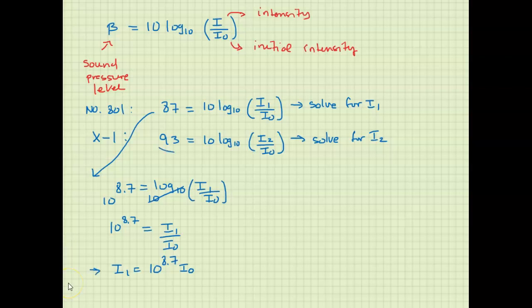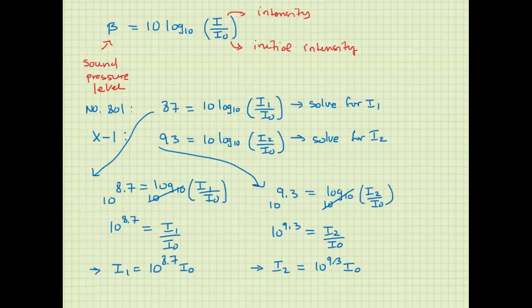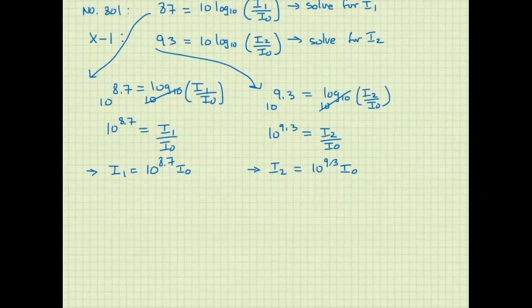All right, now let's solve this one. So divide this by 10. We have 9.3 is log base 10 of I2 over I0. Do 10 to the power on both sides to cancel out the log. 10 to the power 9.3 equals I2 over I0. So I2 equals 10 to the 9.3 times I0. So that's the intensity of the second speaker as compared to that test signal.